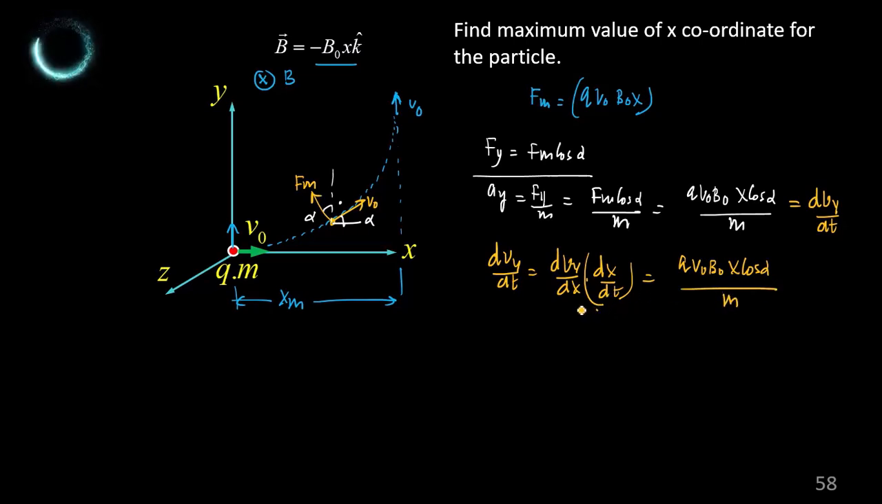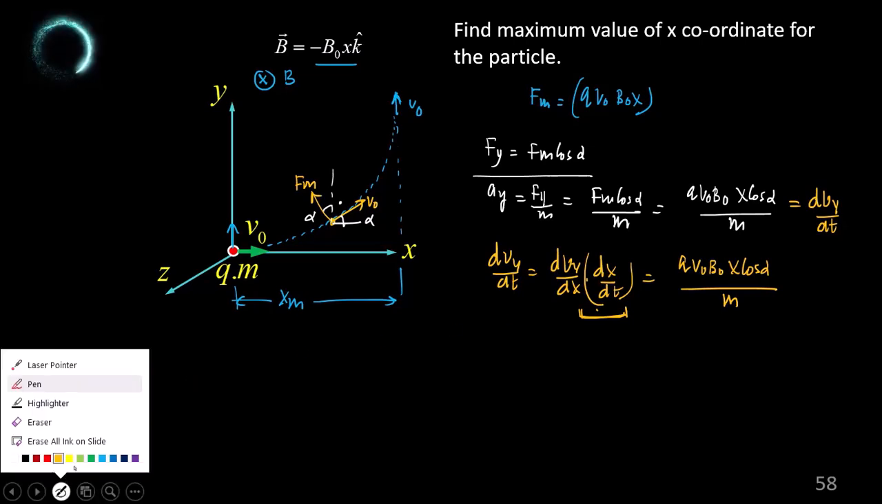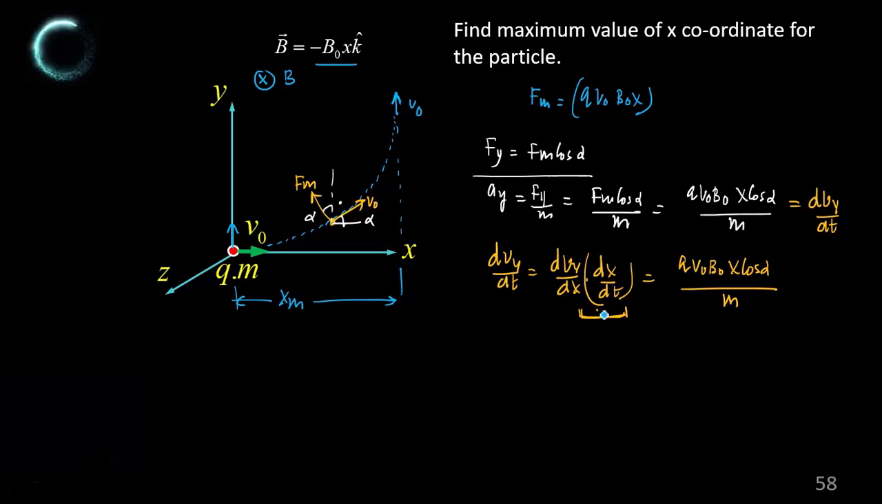Now what is dx/dt? This dx/dt is nothing but the rate of change of position of the particle along the x direction. That is basically the component of velocity along the x direction, so that is our vx. Now what is vx? Vx is basically v naught cos alpha. So v naught cos alpha is the x component of velocity.